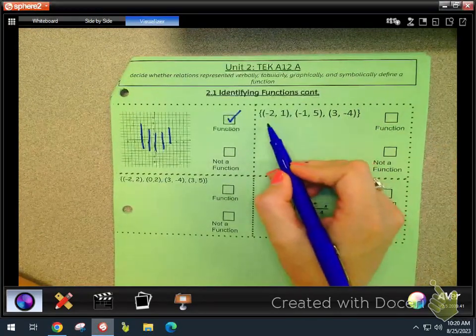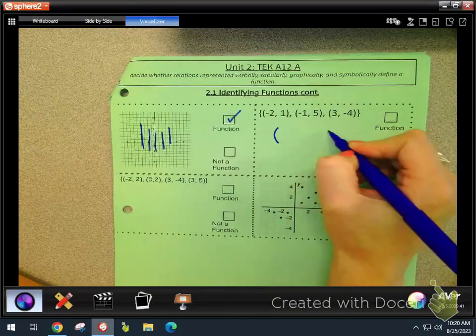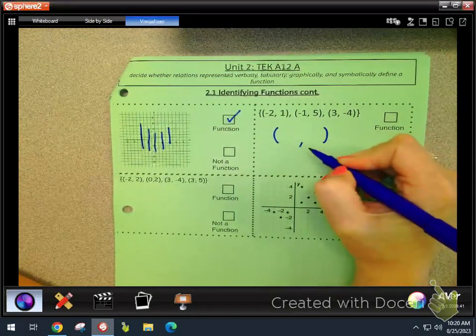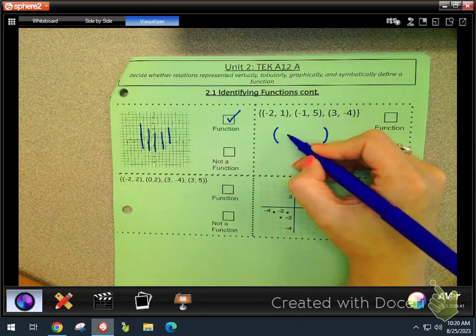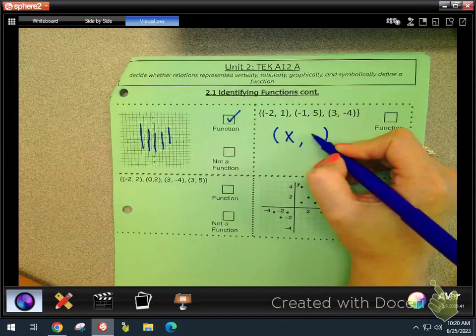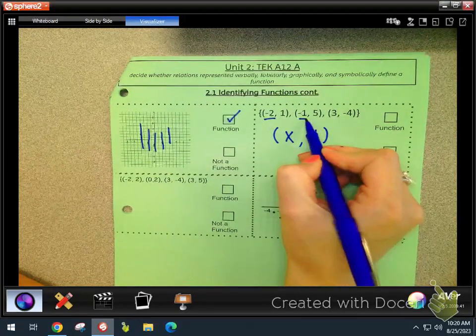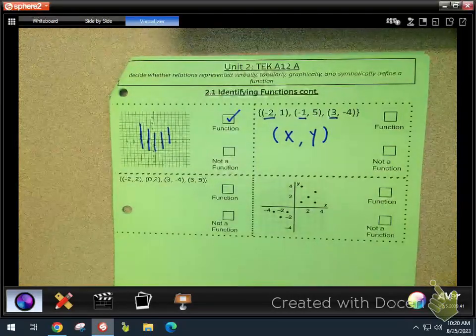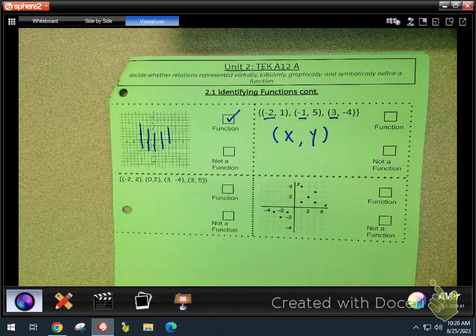Y'all are good. All right, let's look at these ordered pairs. Ooh, ordered pairs. How is an ordered pair written? Coordinate point. Order. What comes first? Your X value and then your Y value. So the only thing we really care about when we're determining functions are the first number. So you see how I just underlined the first number in each ordered pair.